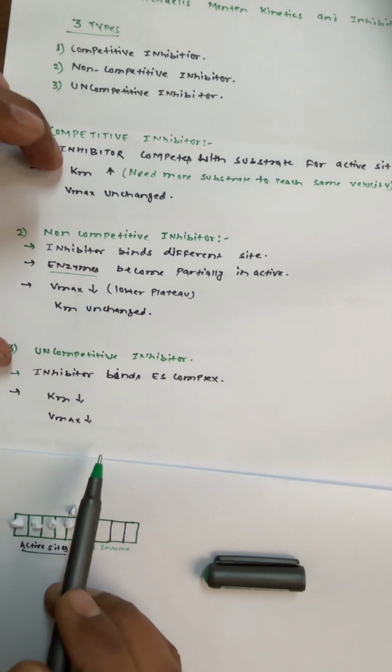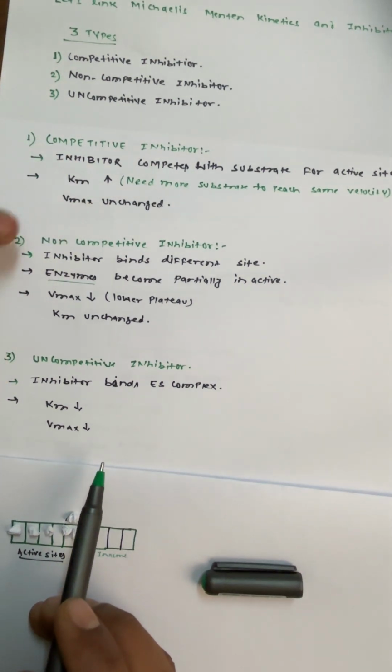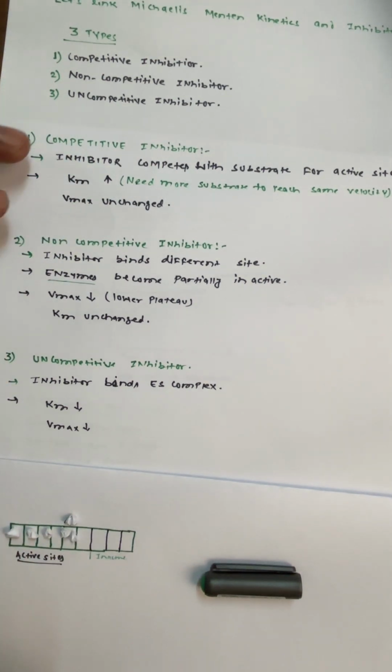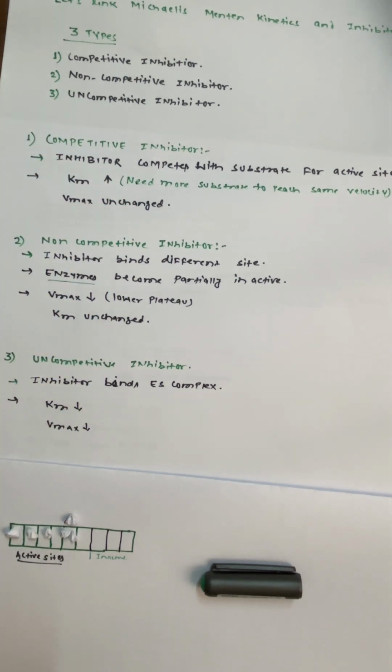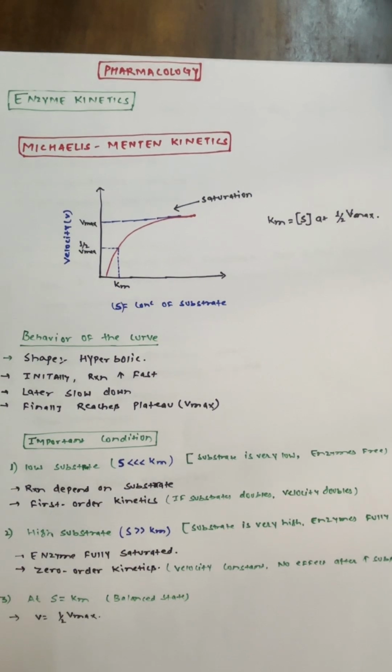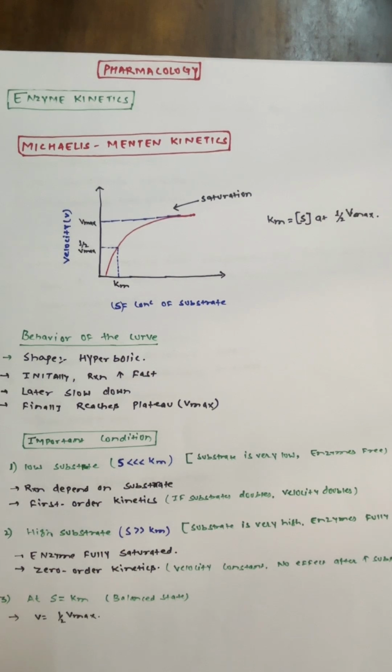So these are the conditions from where most of the MCQs are asked in the exams. Just try to remember in which conditions Km increases, in which conditions Vmax decreases, and in which conditions both decrease. Try to memorize all this and understand it with this figure. And that is Michaelis-Menten kinetics in a nutshell.